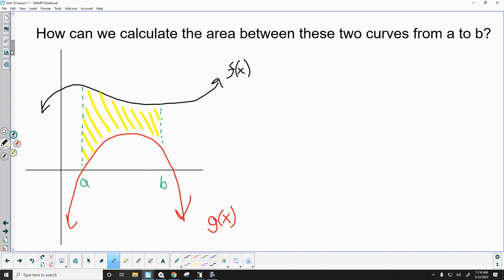A little too complicated. What do you think? How would you find the area? Write something down. Don't go that crazy. Simple. Oh, yeah. Many of you are overcomplicating it. Many of you are right on top of it. Good. Yeah, perfect.